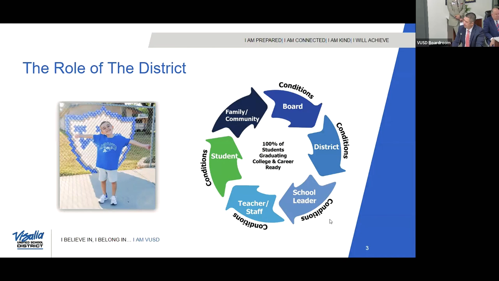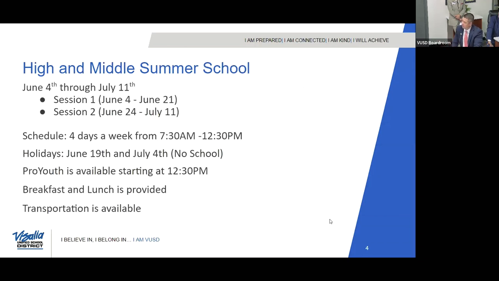Again, as a role of the district, our focus is to create conditions for our schools to be successful, school leaders to be successful, so our teachers can be successful, so our students are successful and have increased student outcomes. High school and summer school this year, just wanted to give some basic information on that.